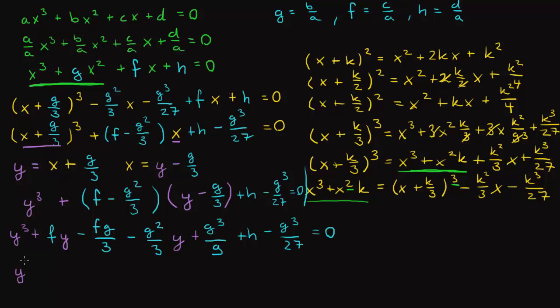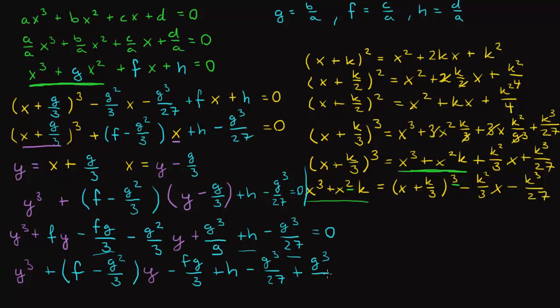So it's y to the third, and we're going to group the y terms again. So what do we get? We get plus f minus g to the second over 3 times y, and then we're just going to be left with a bunch of constants, which is f g over 3 plus h minus g to the third over 27. And did I forget something? This one we have there, and plus g to the third over 9.